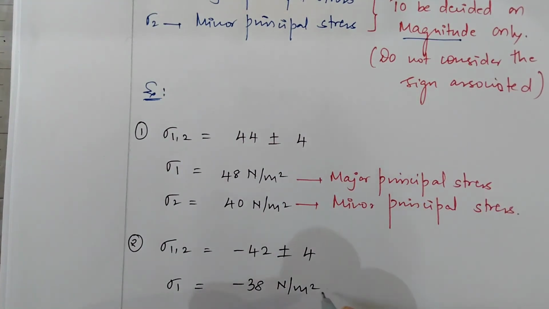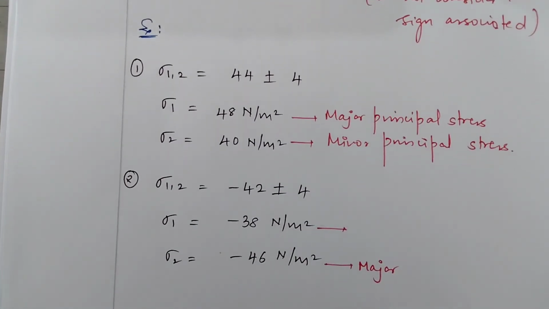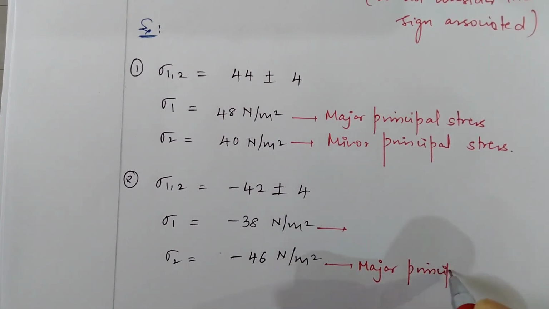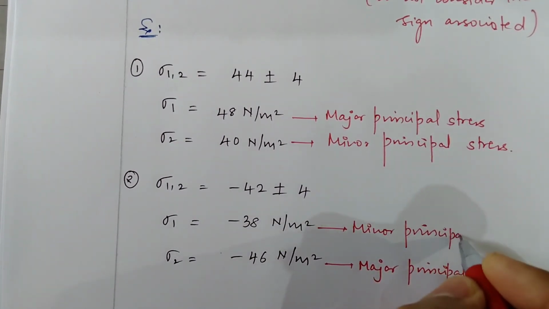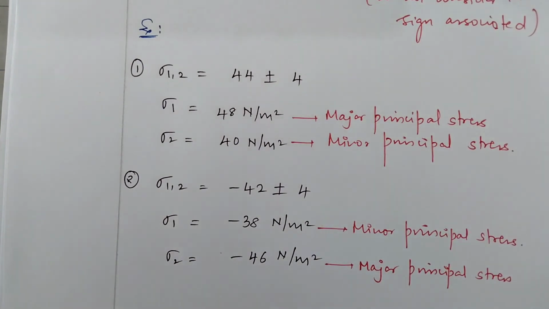So here also, this is my major, right? Here also, this becomes my major principal stress and this becomes my minor principal stress, right? So this is what you need to keep in mind when you get the values, right? Because it is important, you should know how you are going to decide which is major and which is minor, right? So we are done with the analytical part.